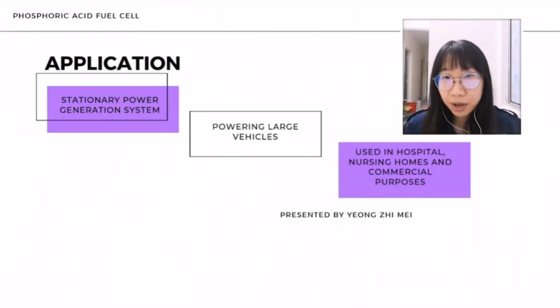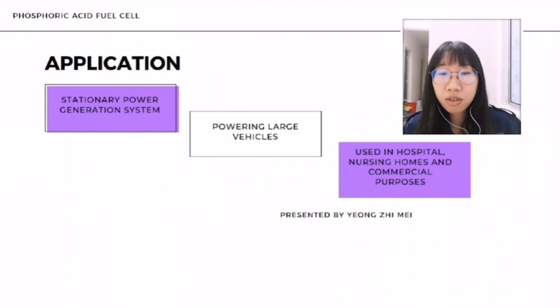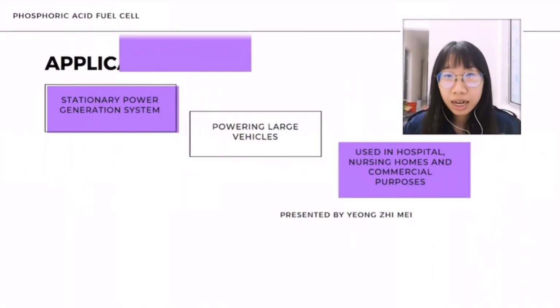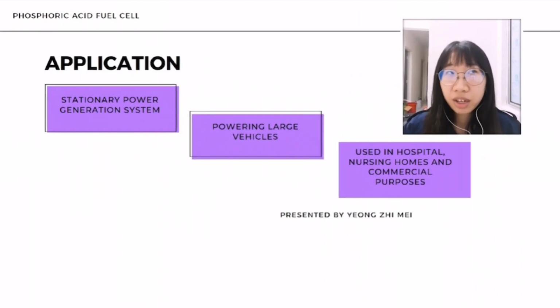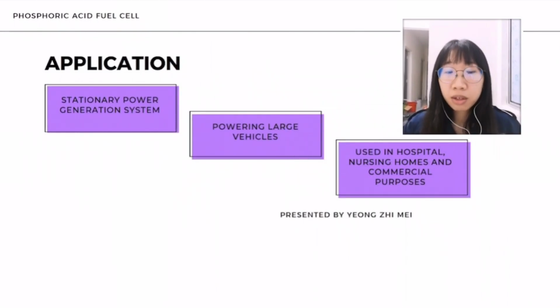Next is the application. Phosphoric acid fuel cells can be used in small stationary power generating systems and can also be used as distributed generation. It is suitable for powering relatively larger vehicles such as buses and locomotives. Phosphoric acid fuel cells are also used in hospital equipment, nursing homes, and for many other commercial purposes.